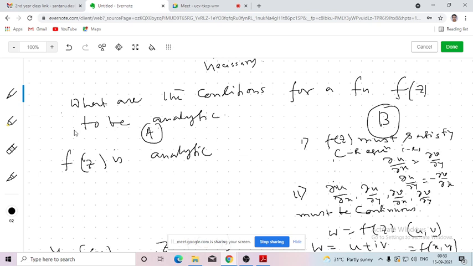So there are two conditions. If these two are valid for an arbitrary function f(z), then at once we can say that the function will be analytic. So this condition is the sufficient condition. Similarly, the reverse is also true. That means whenever f(z) is analytic, then these two conditions will necessarily be followed. So this is also necessary.